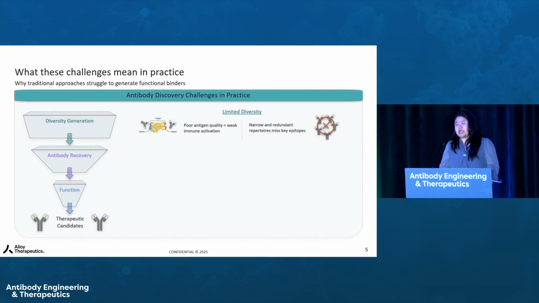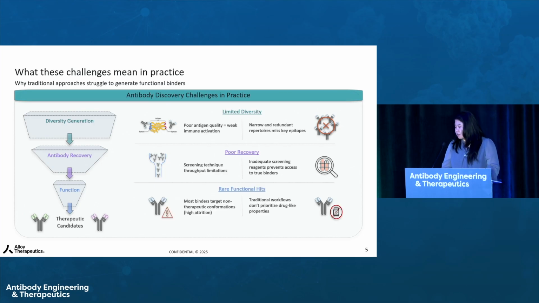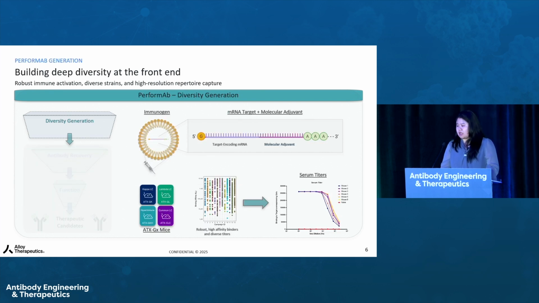And what do those challenges mean in actual practice? Well, the first one is obviously we'll have limited diversity. And second, it will actually give us poor recovery. And then we would also have loss of function clones that we can ultimately sort out from the whole process. And at Alloy, we actually tackle this problem step by step.